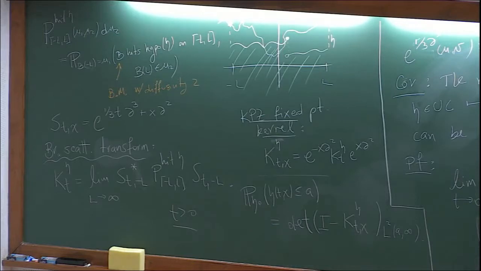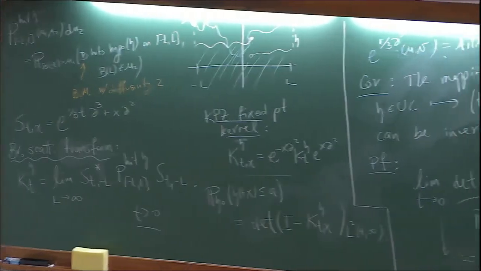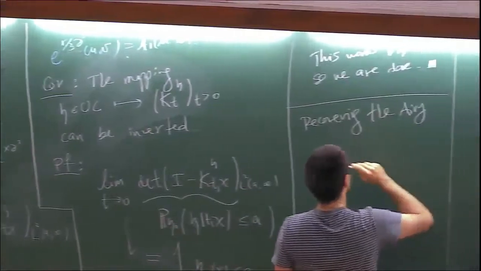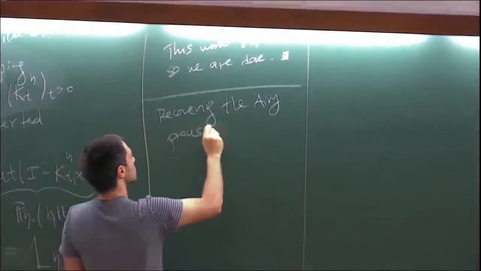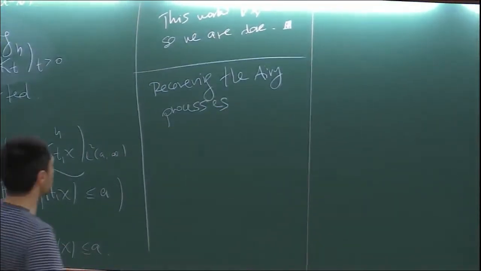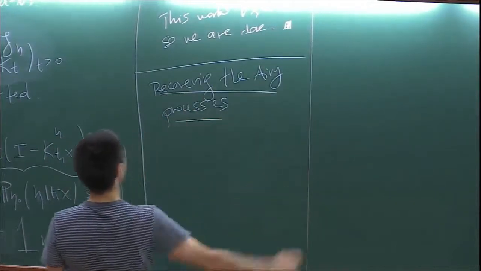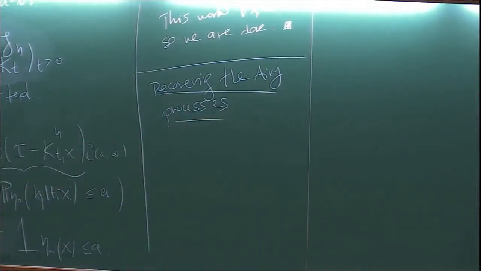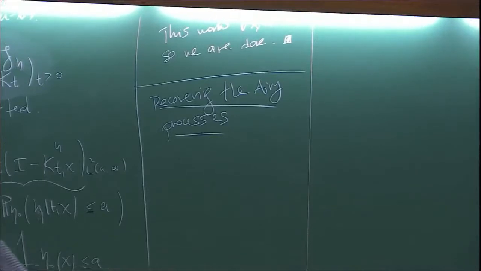So, as I said, I would tell you today how to get the Airy processes. This is actually simple. So let's recover them, the Airy processes. Not all of them. I can't quite recover the stationary ones, but the Airy 1 and the Airy 2 processes, and also the Airy 2 to 1 process, if you know what that is, can be done. So let's first think of the case.